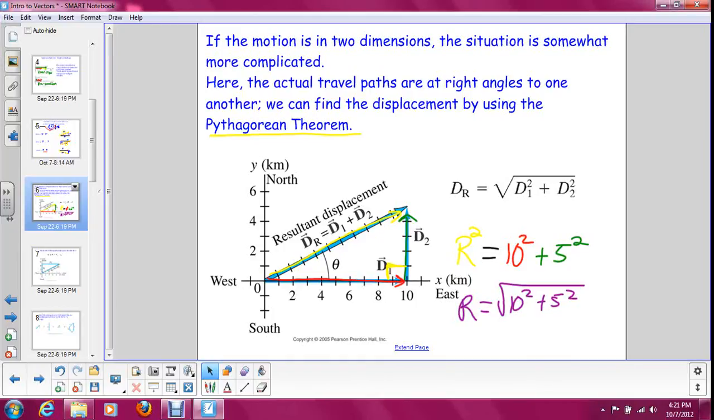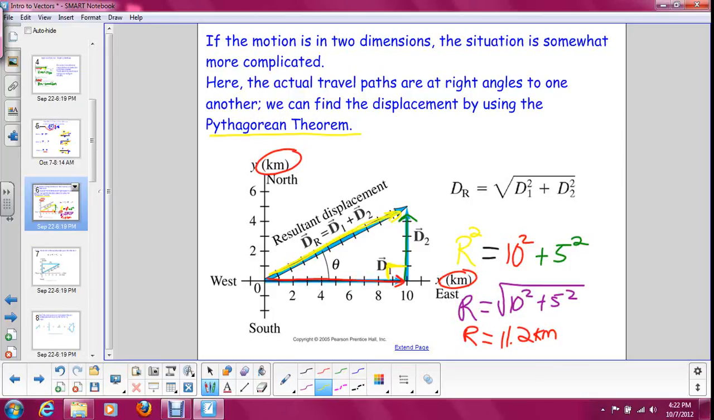And if I take out my calculator here, 10 squared is 100 plus 25, which is 5 squared. And you take the square root of 125, and our resultant vector is equal to 11.2 what? We always need units. So our resultant vector here is 11.2 kilometers. And we know that because both our x and y coordinates are labeled with kilometers, but which direction does it travel? Well, in order to figure out direction, just look at your resultant vector.